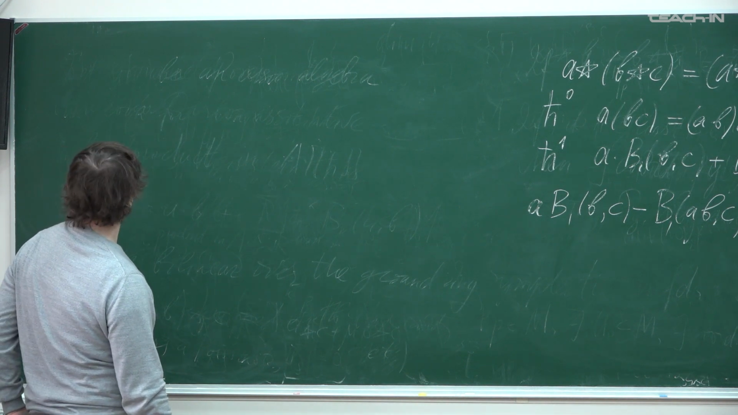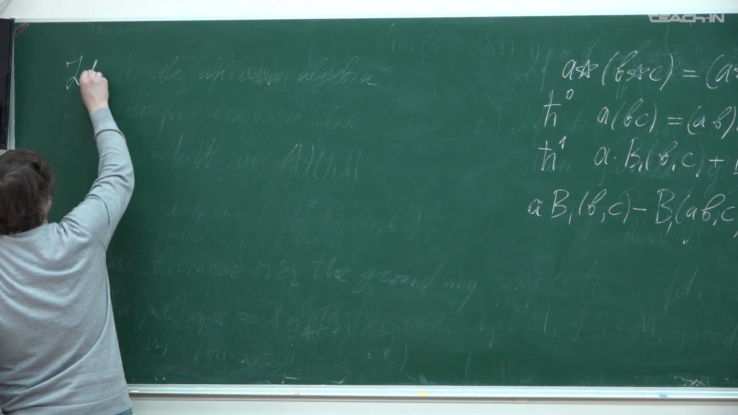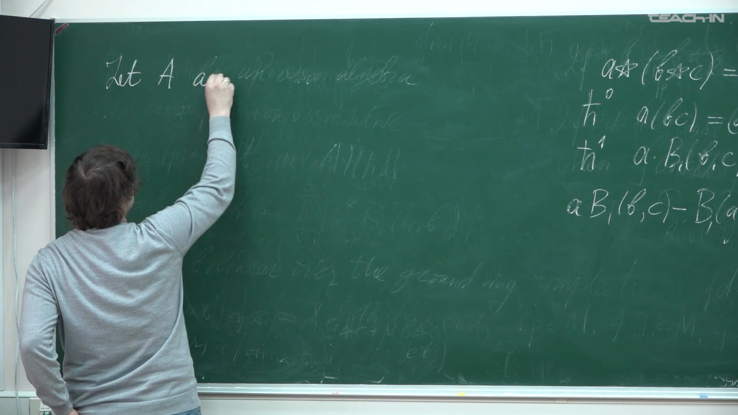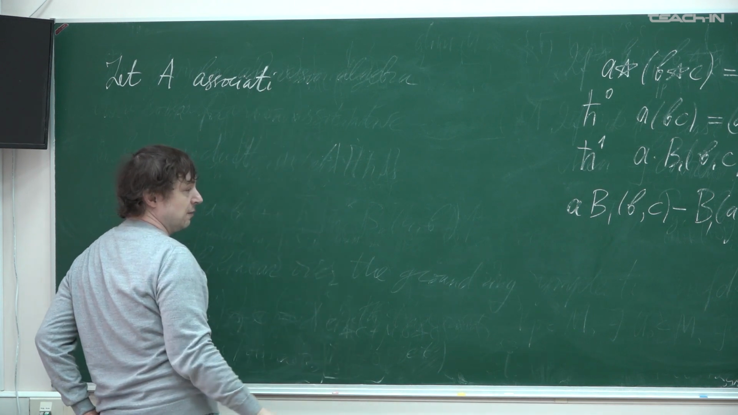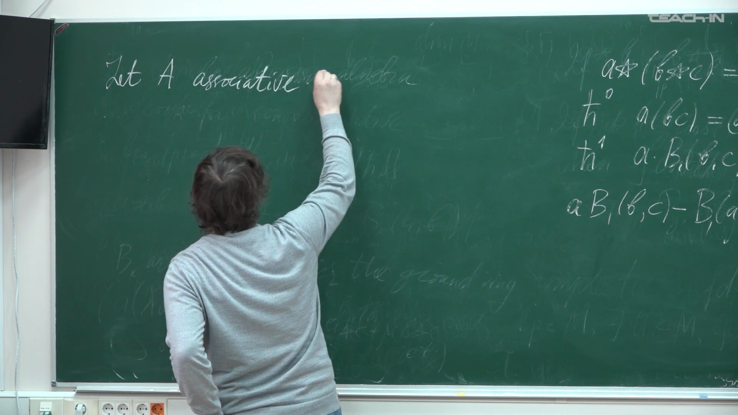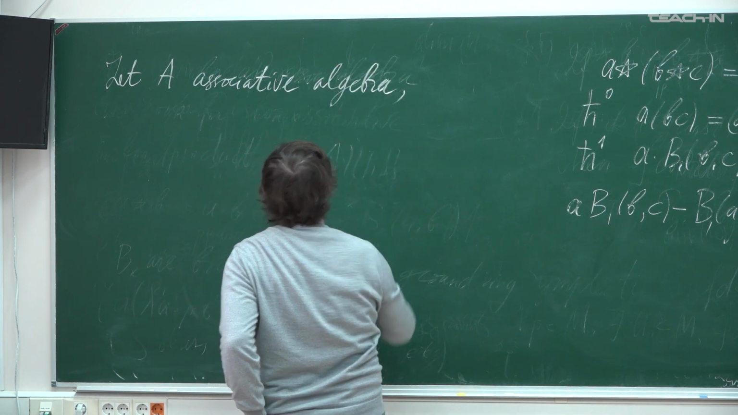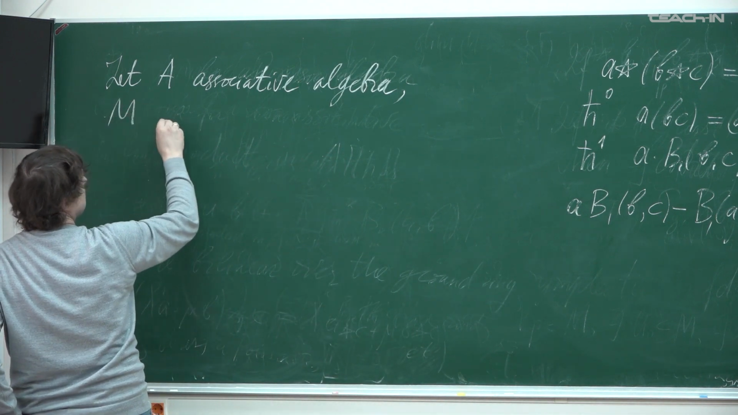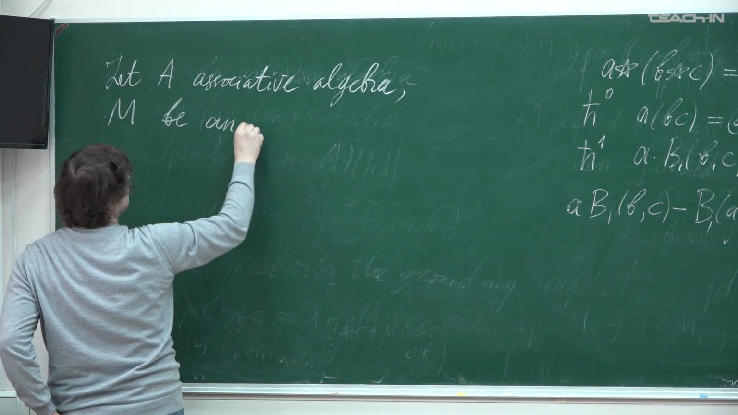So let me now proceed with the definitions. Let A be an associative algebra. So I'm going to introduce both homology and cohomology simultaneously. Let M be an A bimodule.